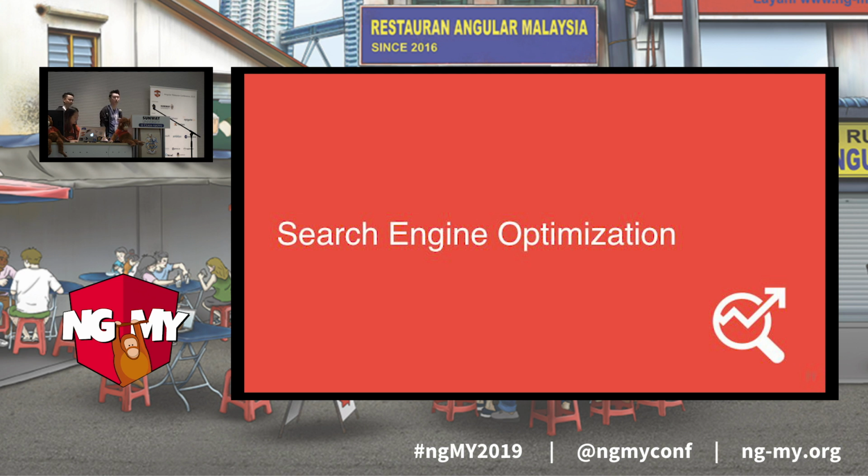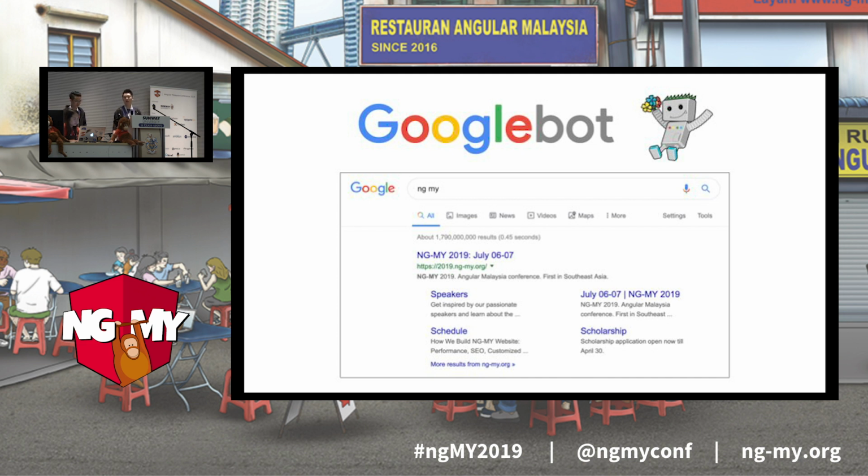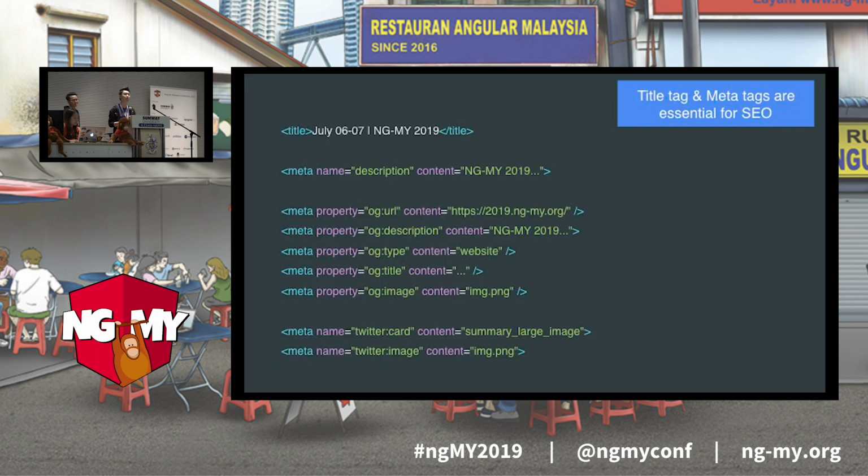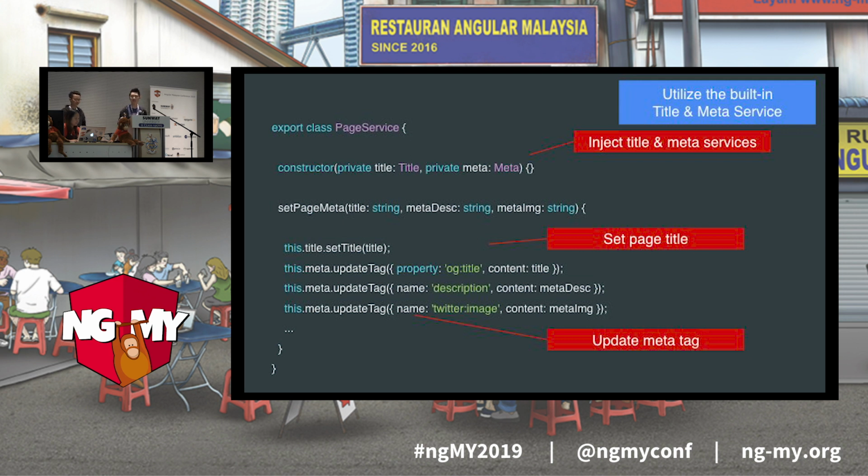On the SEO part, we wanted people to be able to find us easily. If you type in NGMY into Google search, you'll see that it's the first result. We also want the website to be readily shareable, with all the relevant images and text as soon as you paste the link in. To do that, we need to configure the correct title and meta tags. These are really one of the essential things you need to look at if you are doing SEO. With Angular, we can do this using a service, and you call the function in the service every time in the component's ngOnInit. So you pass in the title and meta tags that you want to update, and it will do that.